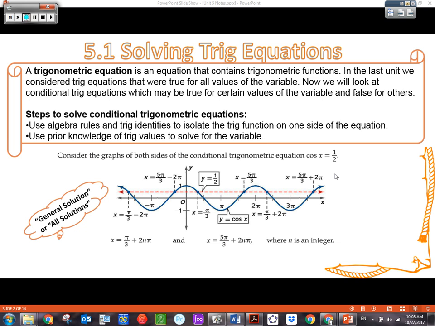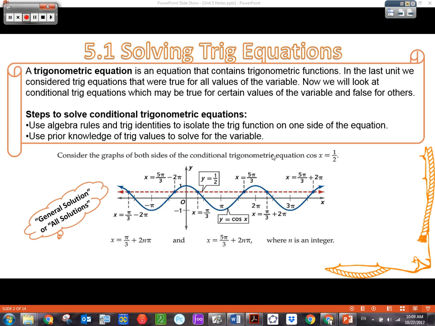Okay, there's a procedure that we typically use. This would be for most cases, the steps to solve the conditional trig equations. We would use algebra rules and trig identities, the types of things that we worked on in the last unit, to isolate the trig function on one side of the equation. And then we would use our prior knowledge, like unit circle values, to solve for the variable. Many of these we will be doing by hand. There will be some that we'll use a calculator for, but the vast majority we would do by hand with unit circle values. Okay, so that is the premise of our first lesson.